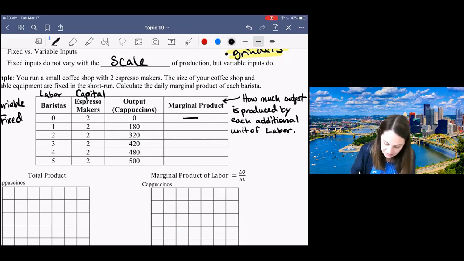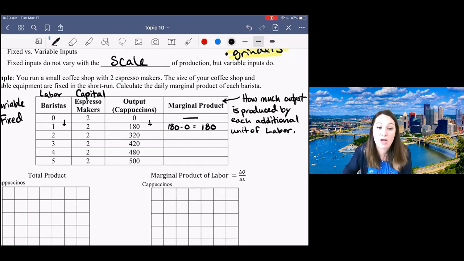I'm going to start here by thinking about the marginal product of the first worker. As I hire the first worker, my output is increasing from 0 to 180. And so the marginal product of the first worker is 180. If I hire the second worker, then my output increases from 180 to 320, which gives me a marginal product of 140. Hiring the second worker increases output by 140 cappuccinos.